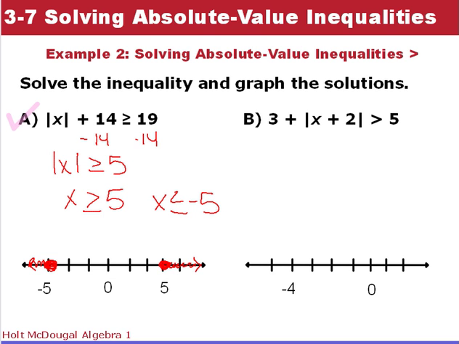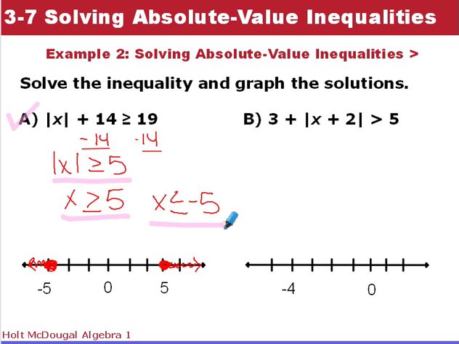Solving this inequality, we had to subtract 14 from both sides of the inequality to isolate our absolute value term, leaving us with the absolute value of x is greater than or equal to 5. Breaking it into our two inequalities, we get x is greater than or equal to 5, or x is less than or equal to negative 5. And when we graph them, you see there is no overlapping piece here.